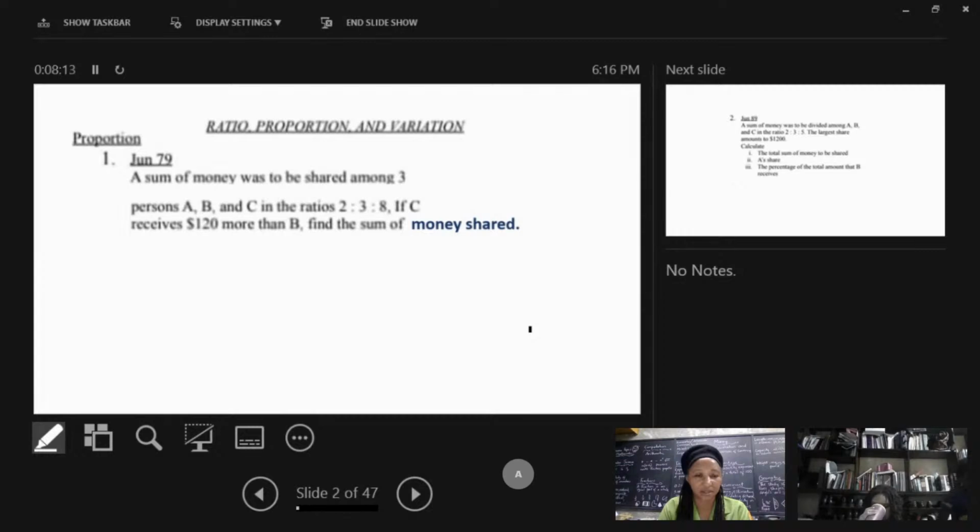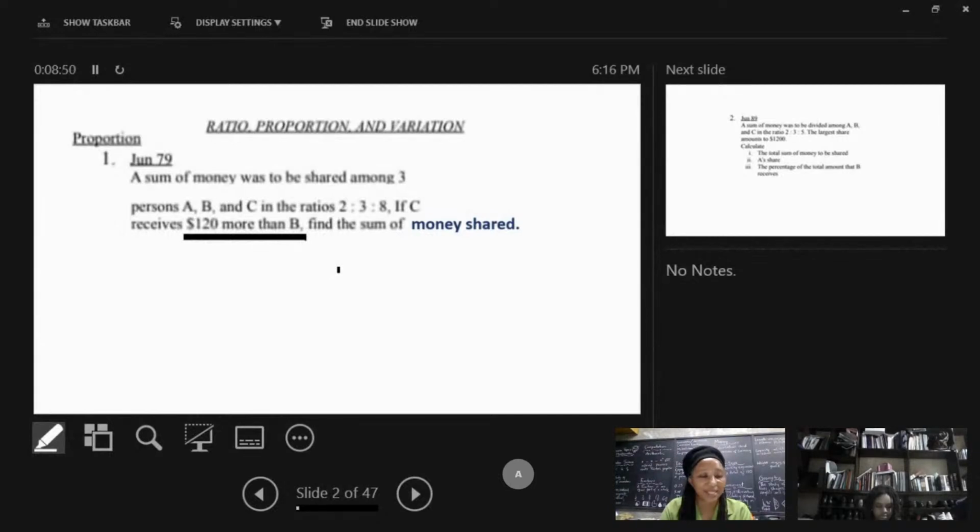Miss, I just got an exciting idea, but not sure if it's going to work out. What's your next idea, John? Miss, the 8 divided by 120. That would be if they told us that C got 120. But they're telling us that C got $120 more than B. So B didn't get 120 and C didn't get 120.